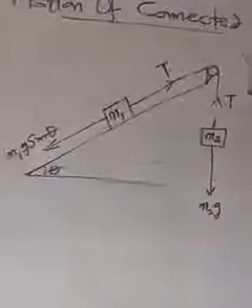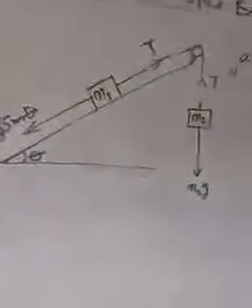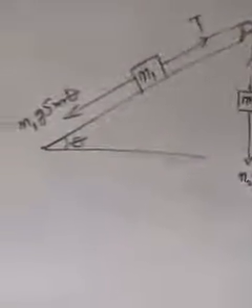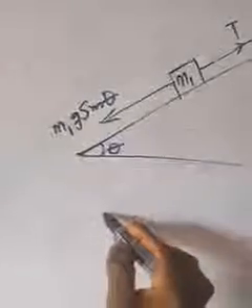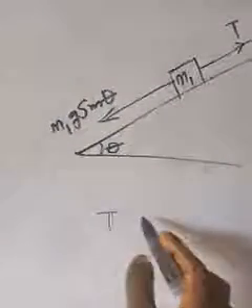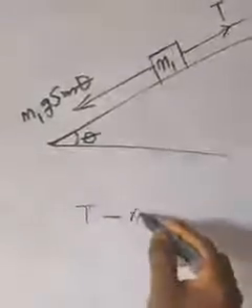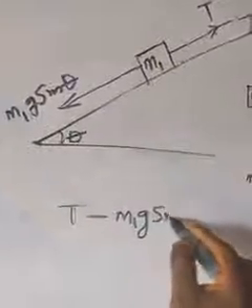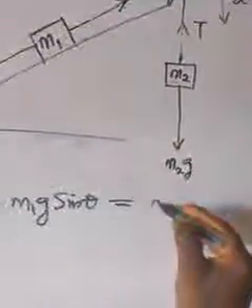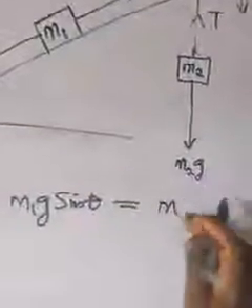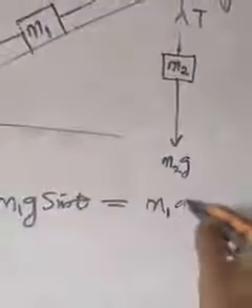Now I want to consider when the body is moving downwards. If the direction of the movement is vertically downwards, from here we have T, which is the tension, minus M1G sine theta is equal to the resultant force, mass times acceleration. But in this case, it's going to be mass M1 multiplied by its acceleration. This is going to give us equation 1.